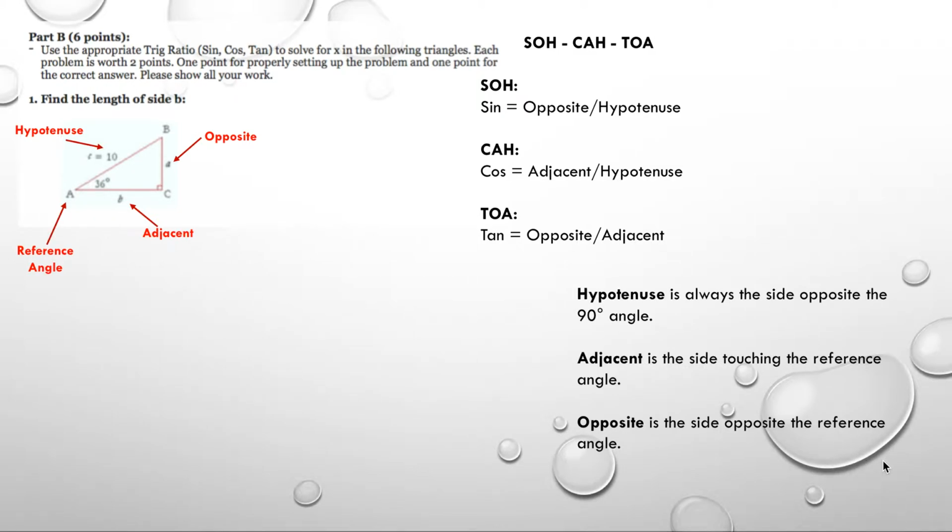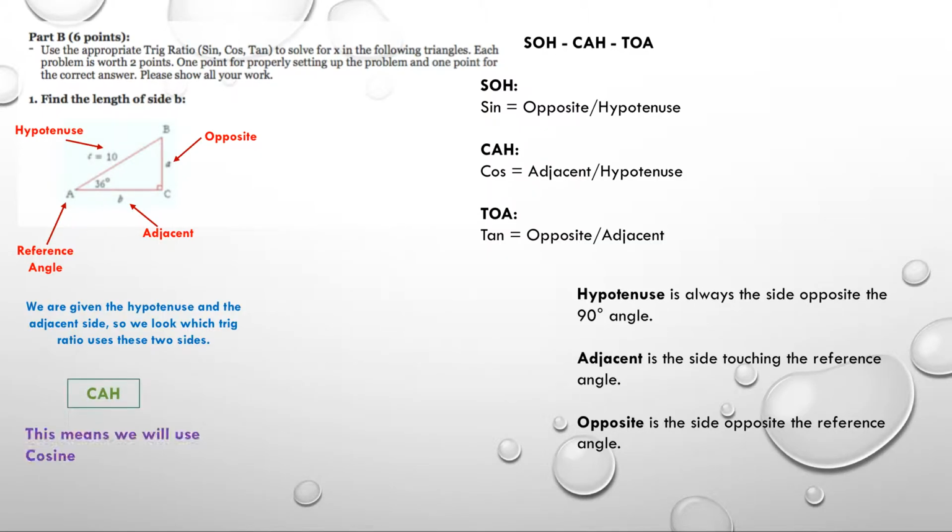So for our first problem, we're asked to find the length of side B. The first thing we want to do is label the sides. So we've got our reference angle, angle A, that's the angle that's given to us. Our hypotenuse is a length of 10. And now we have our opposite and adjacent sides, A and B. We don't know either of them, but we're asked to find the adjacent side. So what we want to do is look at adjacent and hypotenuse. That tells us that we're going to use cosine.